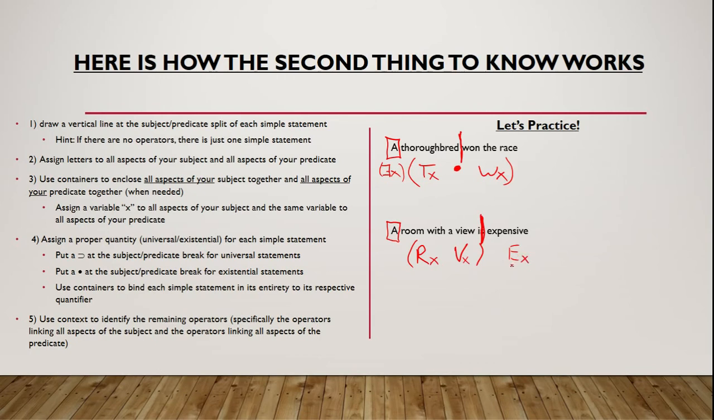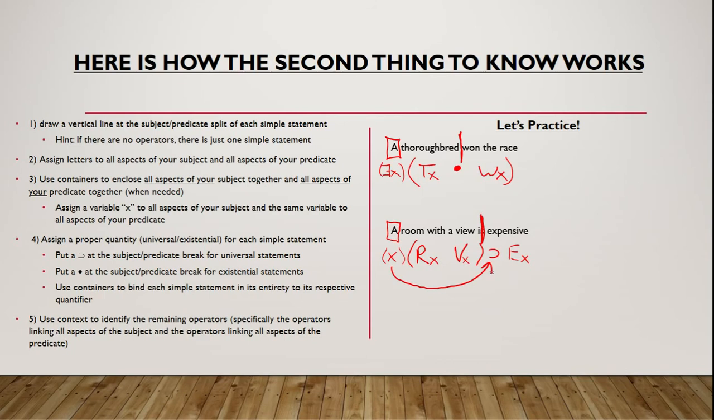Step 5, assign a proper quantity, universal or existential, for each simple statement. In this case, a room with a view is expensive. I just talked about that. I think this is a universal statement. We're putting a horseshoe at the subject predicate break because this is a universal statement. Put a dot at the subject predicate break for existential statements.